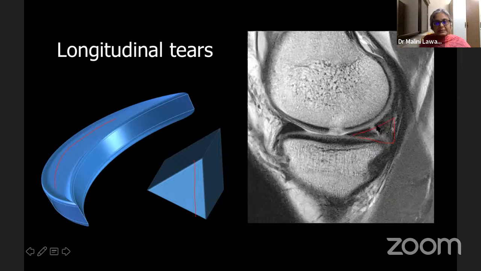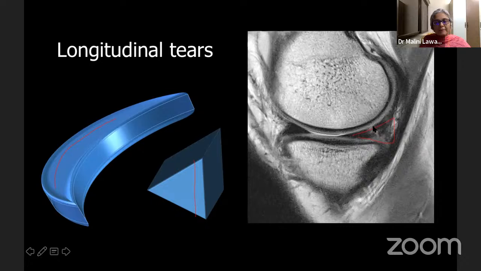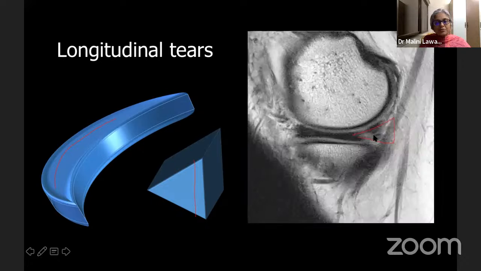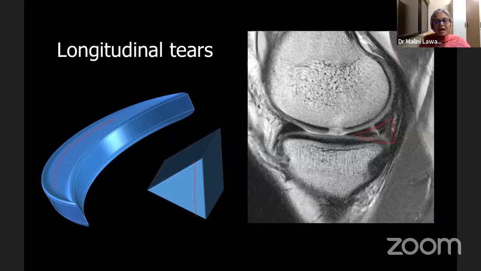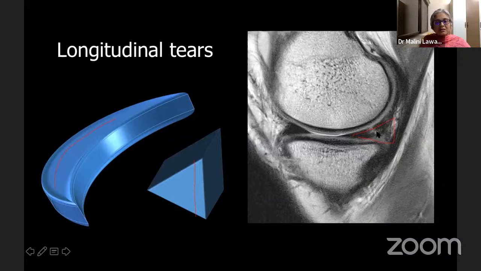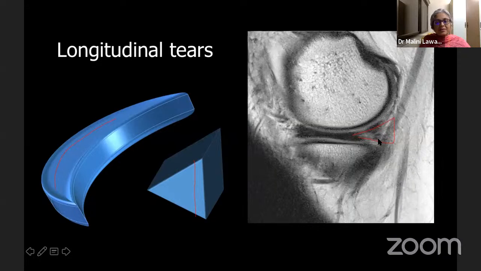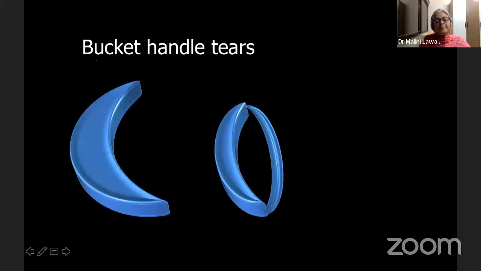So you can clearly see here a longitudinal tear in the peripheral portion of the meniscus, peripheral third, reaching superior and inferior articular surface. And as we go on the sagittal images, subsequent sections, you can see the distance from the periphery of the meniscus is maintained. So it's taking the shape of the meniscus as we saw here.